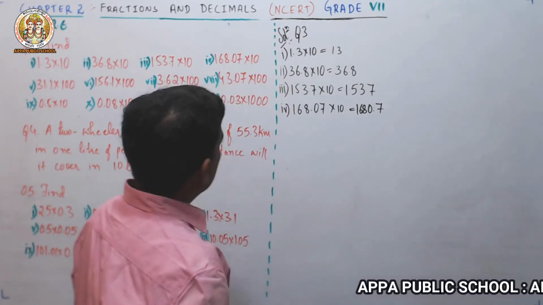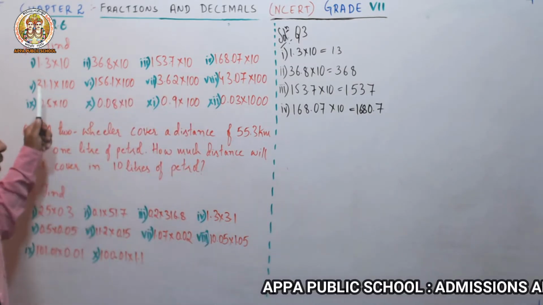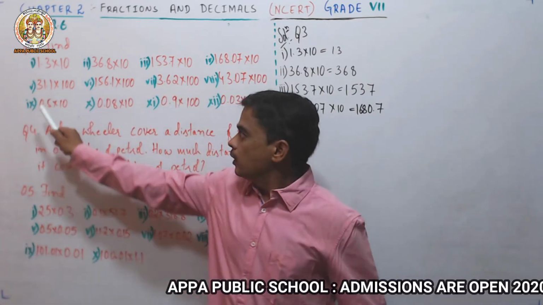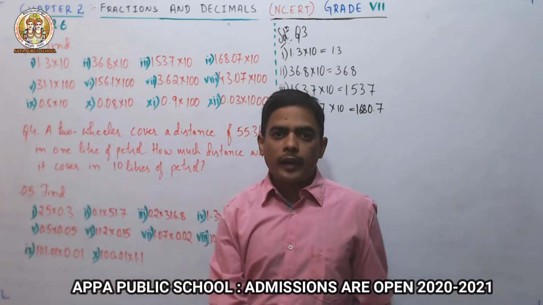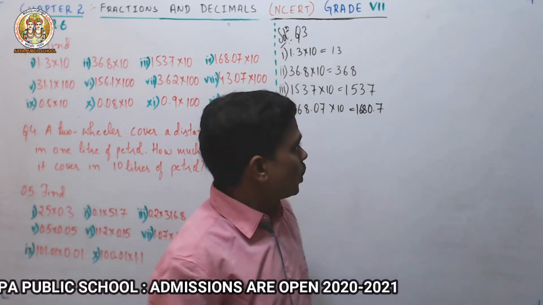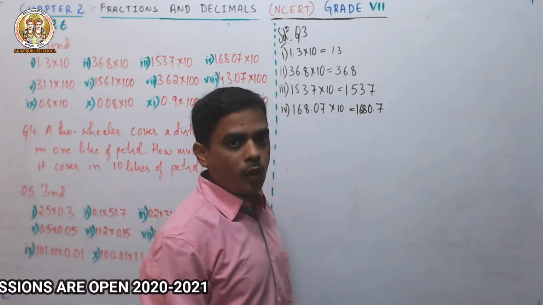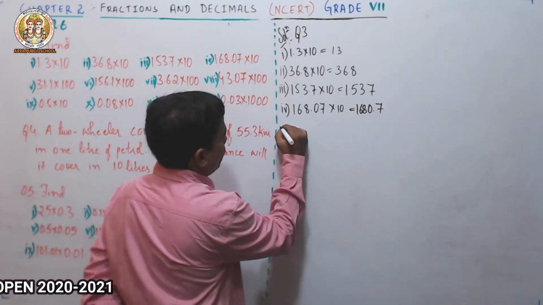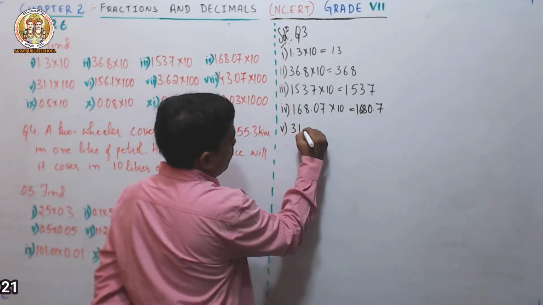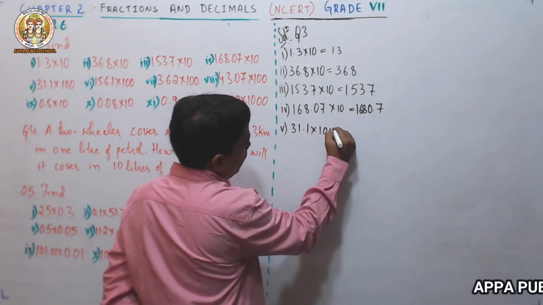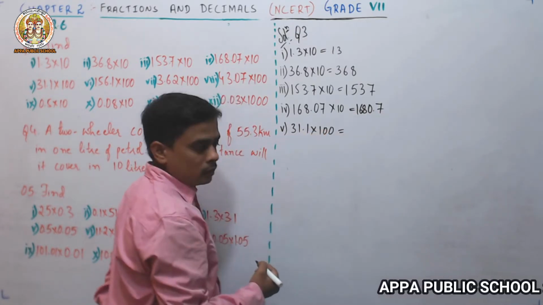Next one, the fifth question. See here, what is the fifth question? The question is 31.1 into 100. So here we are multiplying with 100. Till now we have multiplied only with 10, but here the question is multiplied with 100. 31.1 multiplied with 100, how much will it be?